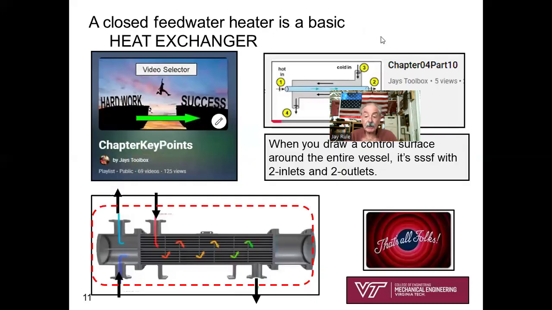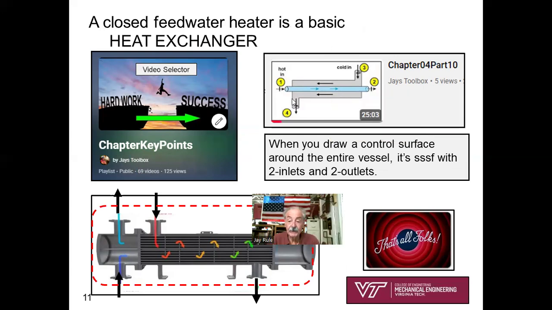And so remember, a closed feed water heater is basically just a shell and tube heat exchanger. If you're interested in more background on heat exchangers, I've got a little video on Chapter 4, Part 10. On my Chapter Key Points playlist, go back to Chapter 4, Part 10, and you can look at some more technical details about shell and tube heat exchangers. Just recognize it. It's basically steady state, steady flow, 2 inlets and 2 outlets.